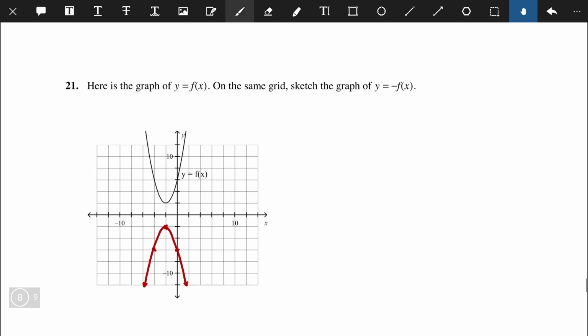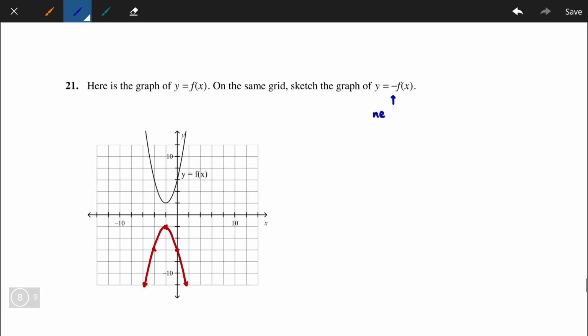So number 21. Right, so again, we had the graph drawn already. The graph of y equals f of x was given. On the same grid, sketch the graph of y equals negative f of x. So here, the easiest way to think about this question is simply this negative sign indicates to us that we have negative y values instead of the positive ones, and the positive y values would have become negative if there were any on the graph.